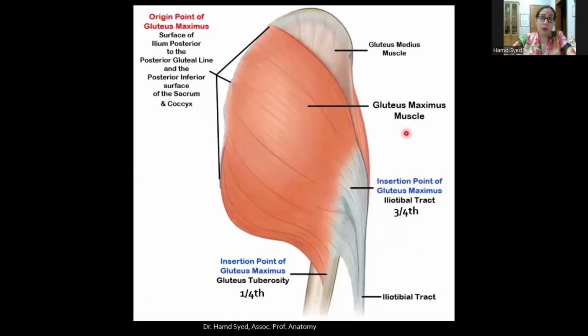And they are partially covered by this larger one, which is the gluteus maximus muscle. It has a broader origin. Its origin is from the outer surface of ilium, posterior to the posterior gluteal line, but also from the sacrum and the coccyx. And this muscle, as I told you, has a dual insertion. Three-quarters of this muscle is inserted into the iliotibial tract, which is the thickened band on the outer lateral aspect of the thigh. One-quarter of the muscle is inserted into gluteal tuberosity, which is the prominence on the posterior aspect of the upper part of the shaft of the femur.